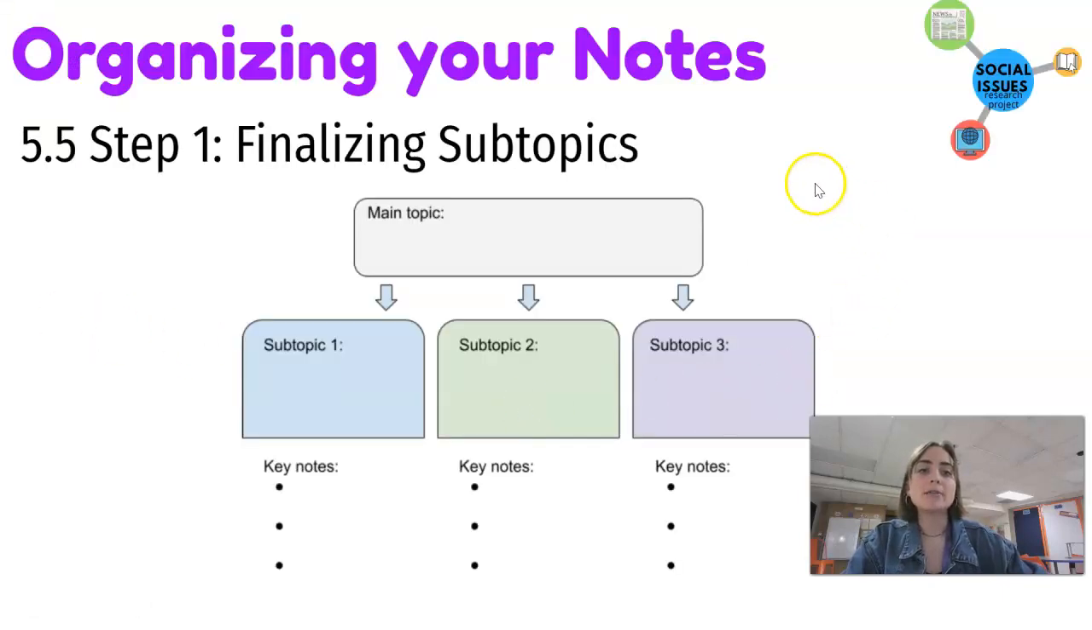So in your packet for 5.5, step 1, you're going to see this chart called Finalizing Subtopics. So we want you to go ahead and write your social issue in this box. This is your main topic. And then we want you to go back to those subtopics that you have already created and list 3 of them. So subtopic 1, subtopic 2, and subtopic 3.